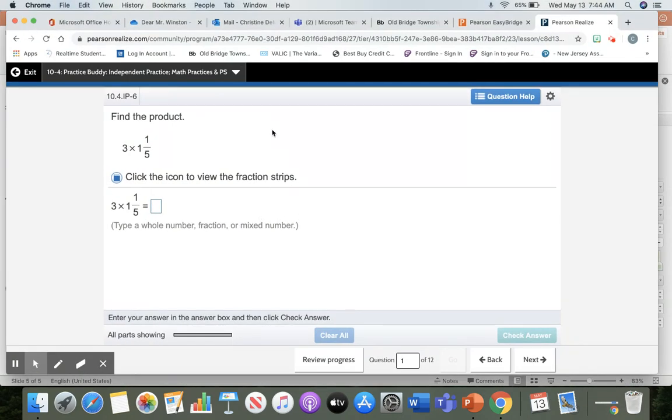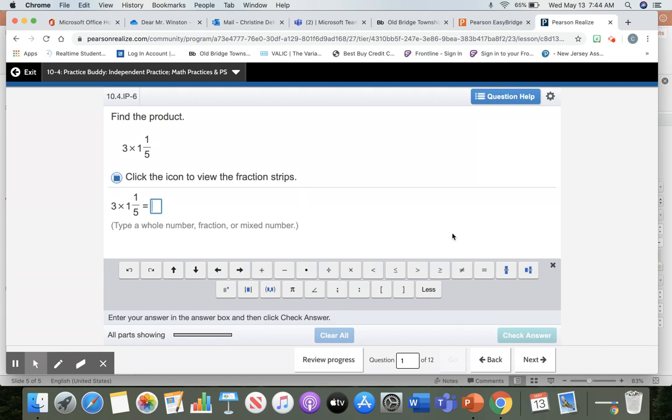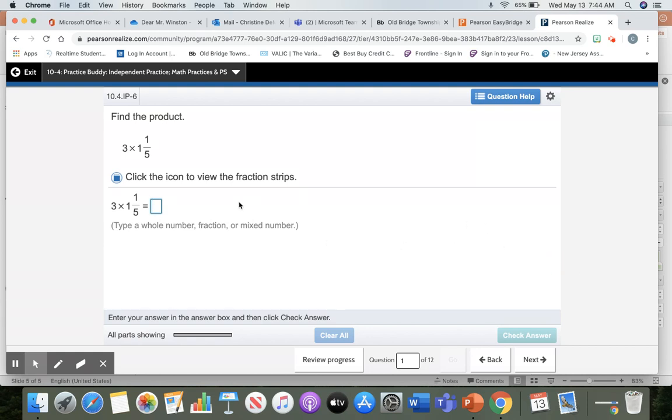Okay, so this is the buddy practice and it says find the product. It says 3 times 1 and 1/5, right? So click the icon to view the fraction strip. And see, these are all the boxes that you need to fill in the answers. And if you click more, there's a whole bunch of different icons, but we don't need that right now. So what I need to figure out is how exactly am I multiplying?